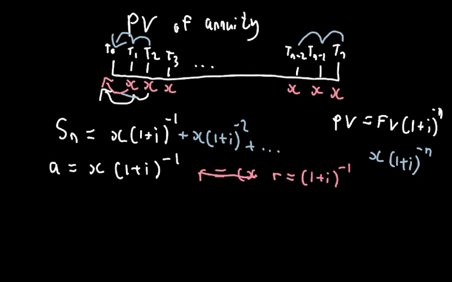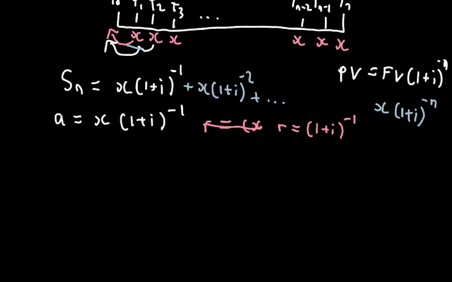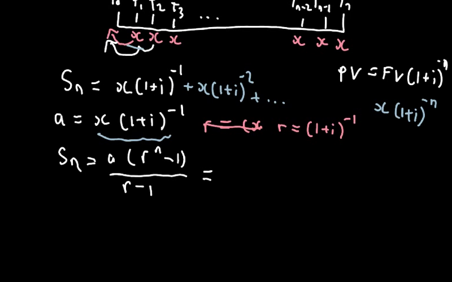Okay, so now, once we've done that, we can actually use the formula that we've learned about before for summing up a geometric series. So that is going to be Sn is a times r to the n minus 1 over r minus 1. And now what I'm going to do is substitute in the values that I know already. So what's a? Well, a is just going to be the thing above here, which is x times 1 plus i to the minus 1. Now it's going to look complicated because there's so many brackets, but essentially all I'm doing is substitution.